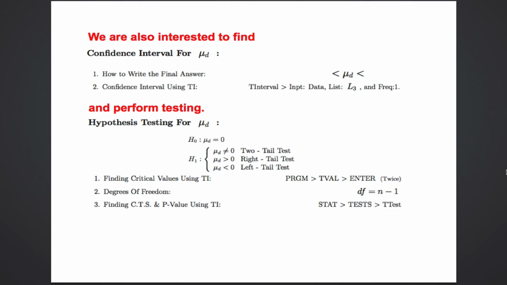And to find the critical values using TI, we use program tval with the degrees of freedom n minus 1, where n is the number of data. In that example, we had 8 adults, so n is equal to 8. And to compute a test statistic and p-value using TI, we use stat, tests, t-test, once again with the content of list 3.